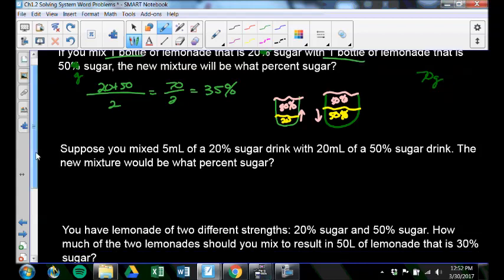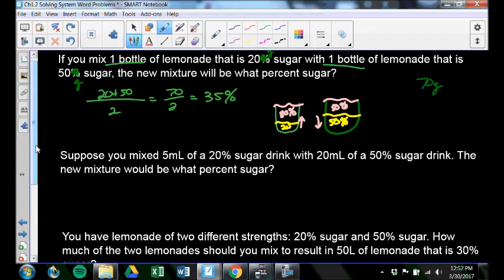So suppose now, instead of us doing two bottles of the same size, one of them was small and one of them was 4 times bigger. We're doing 5 milliliters of 20% sugar with 20 milliliters of 50% sugar. If we were to combine these, what would the new ratio be? Pause it and try and answer this. And if nothing else, pause it and think about, is it going to be closer to 50 or closer to 20? And maybe how much closer?